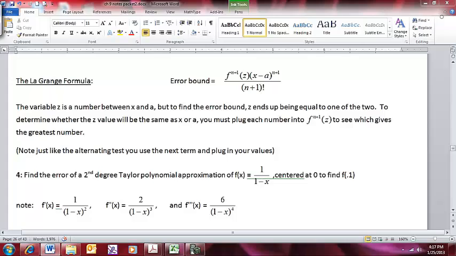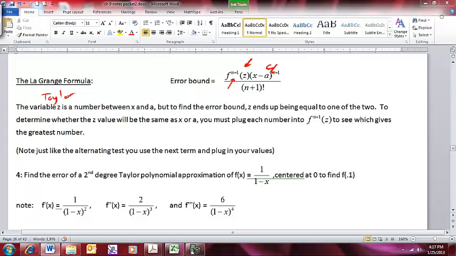The Lagrange error formula, which is sometimes just called the Taylor error, is probably the toughest one, but it works in a more general sense. So this is always true of your Taylor polynomial. This ends up being just the next term. So if you stopped at the nth term, you would do your n plus 1 derivative, x minus some c value, right?